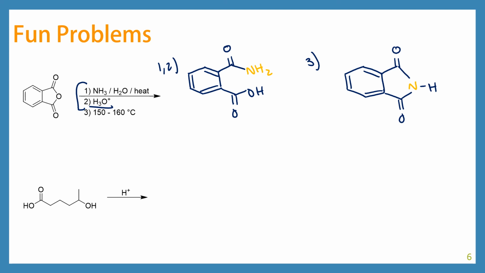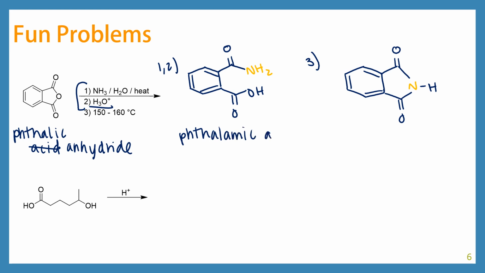So just to give you some names, this is phthalic acid anhydride, or just phthalic anhydride. When you break it up into the amide and the carboxylic acid, it has a fun name. It's phthalamic acid. So we're giving recognition to the amide and to the carboxylic acid. And then when you go through the condensation reaction, we end up creating phthalimide.